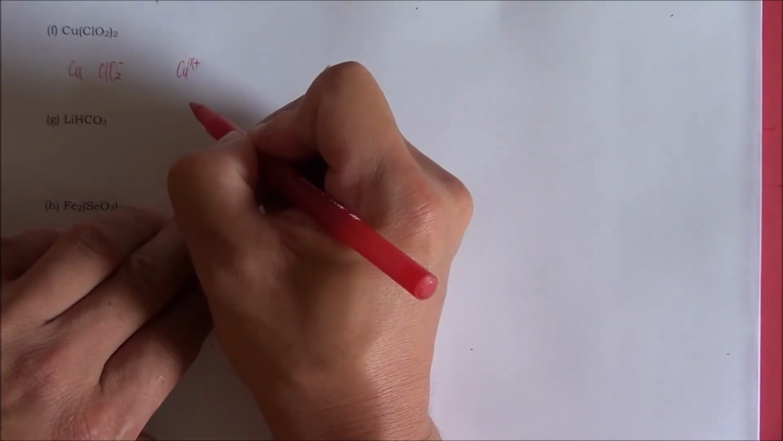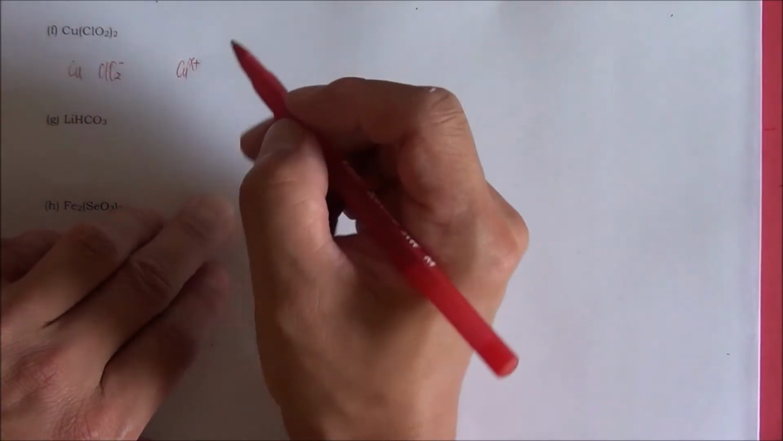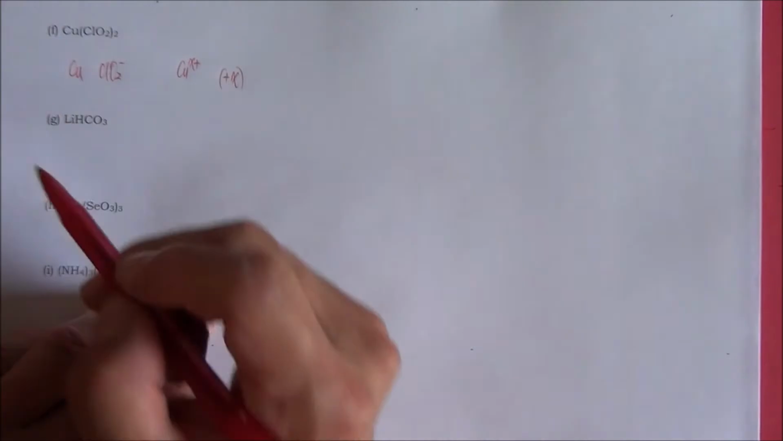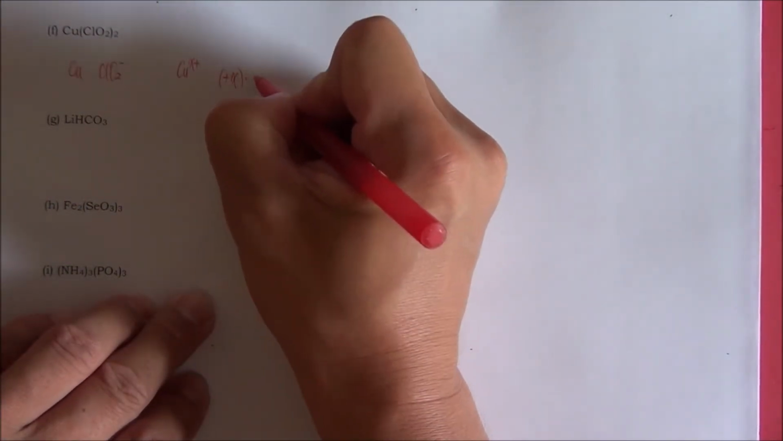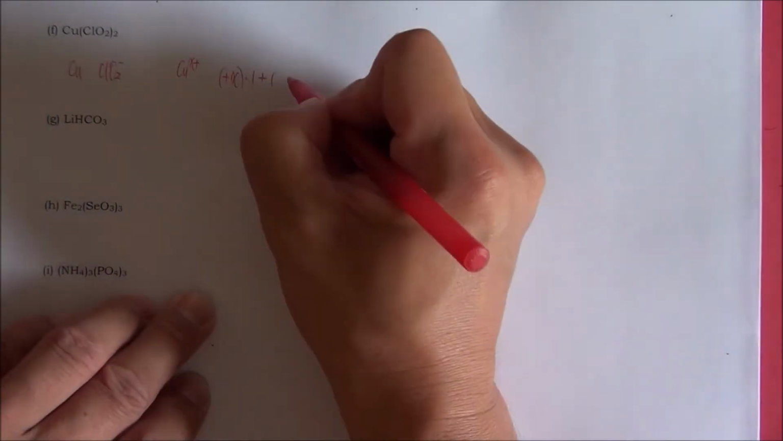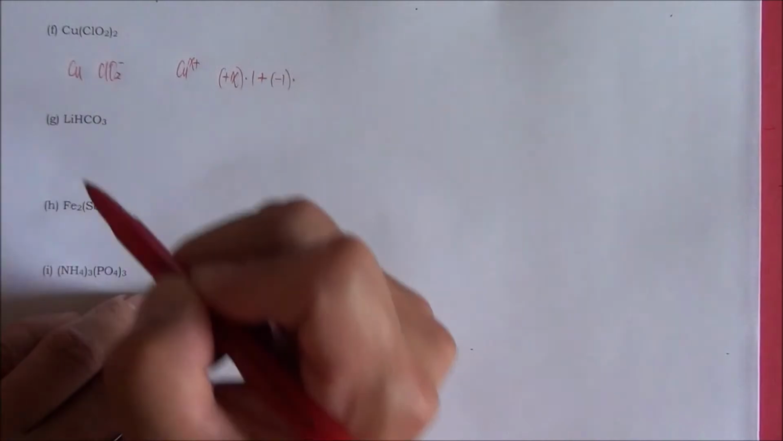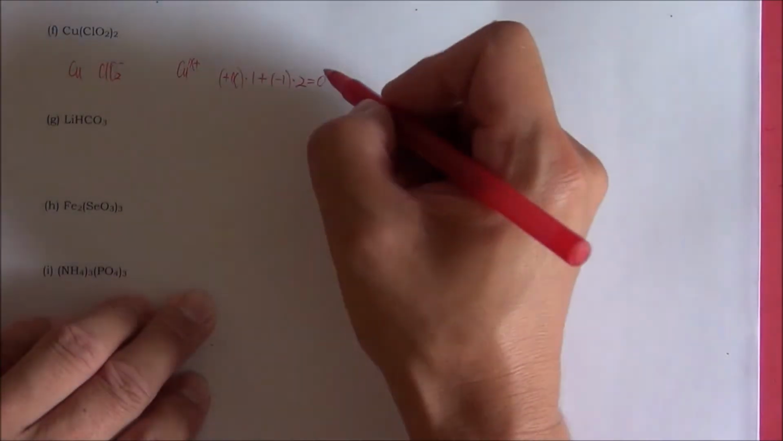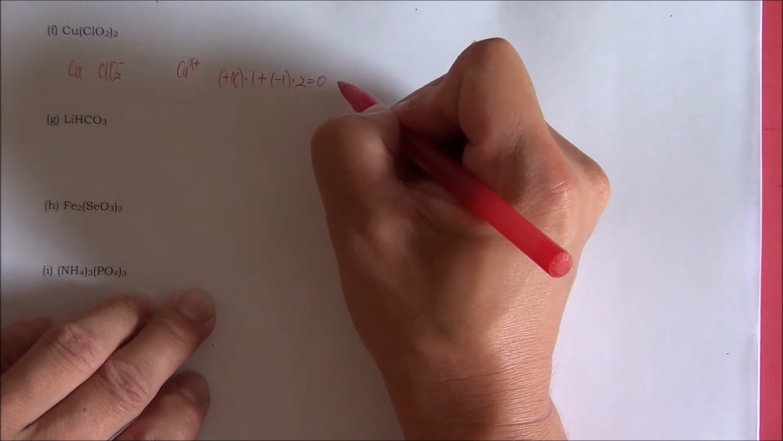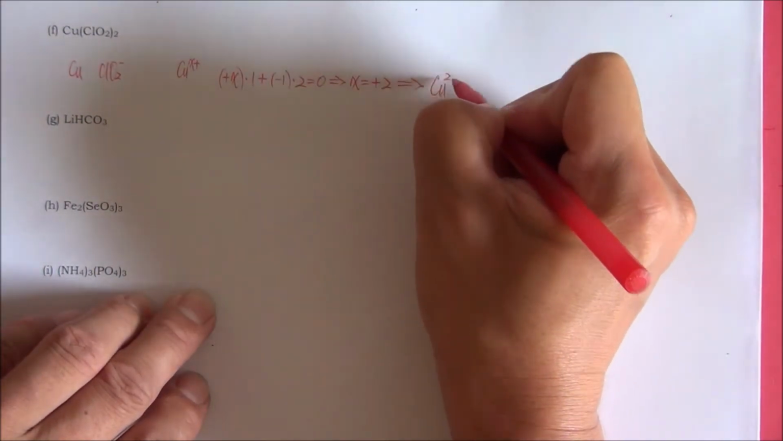We can assume the charge of the cation is plus X. From the chemical formula, we only have one cation. Therefore, we multiply by 1. The charge of the anion is -1. We have 2 anions in the compound. The sum is 0. We can solve this equation to find X. You can use similar methods to find answers for these problems.